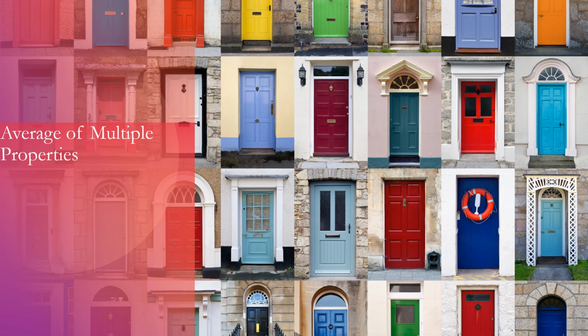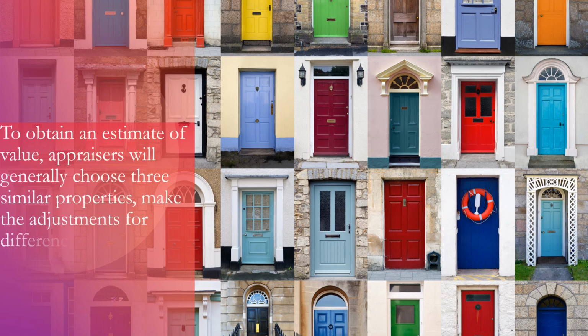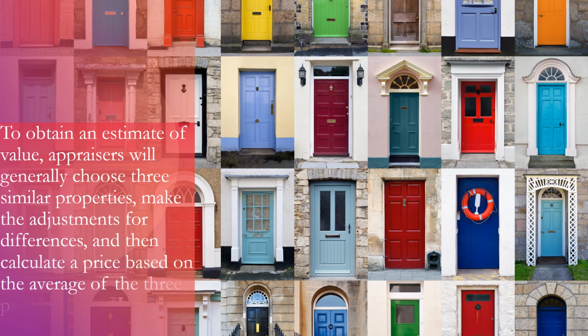Average of multiple properties. To obtain an estimate of value, appraisers would generally choose 3 similar properties, make the adjustment for differences, and then calculate a price based on the average of the 3 properties.